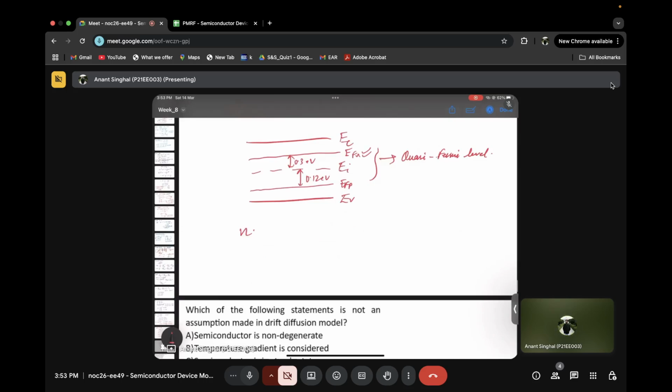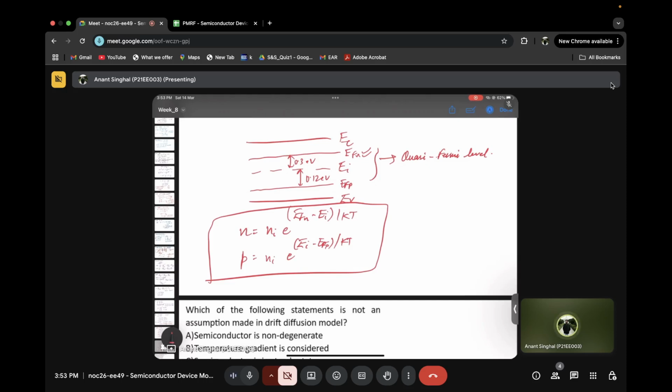So I would say that, let's say your formula was initially EF minus EI, right? So now it will be EFN minus EI over KT. And for P, it would be EI minus EFP over KT. So there would be a dependence after the injection. This will only happen when we are talking about low level or high level injection.